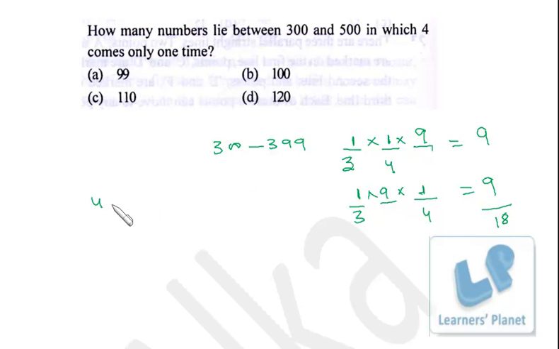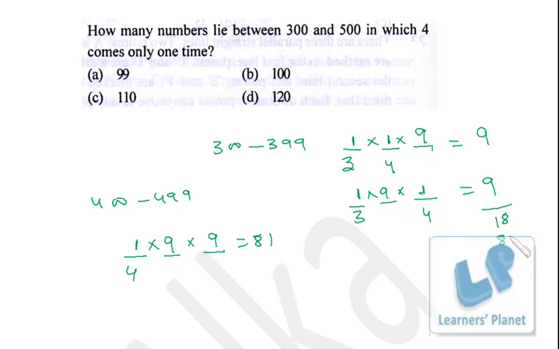Now we have to calculate for 400 to 499. Now again we have 3 places. The first position is fixed for 4. Now we cannot put any 4 over here, so we just have 9 options. From 0 to 9 10 digits are there. We cannot put 4, so in all we have 9 options. Similarly over here. So in all we have 81 numbers between 400 to 499 inclusive of both, when we'll be getting just one 4, right?